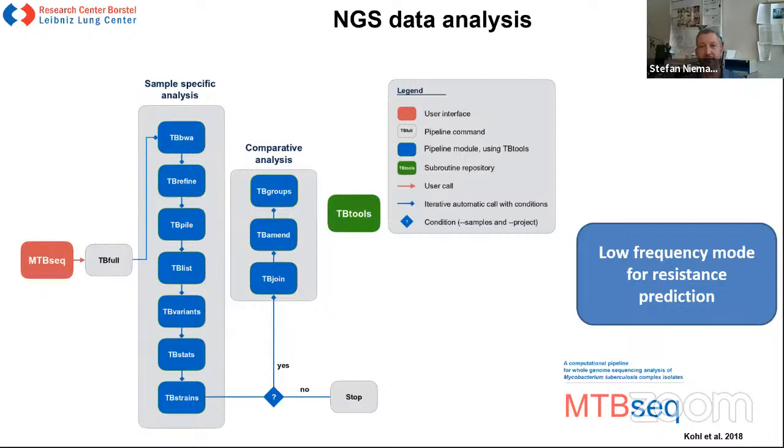We also have a low frequency mode for resistance prediction, because normally for outbreak analysis we would not really consider low frequency calls, but in this case for resistance predictions we need that. This is available via GitHub, and I think a number of labs around the world are currently using that already.